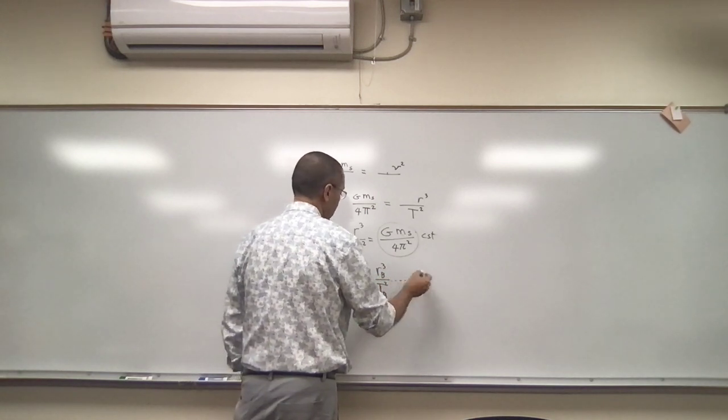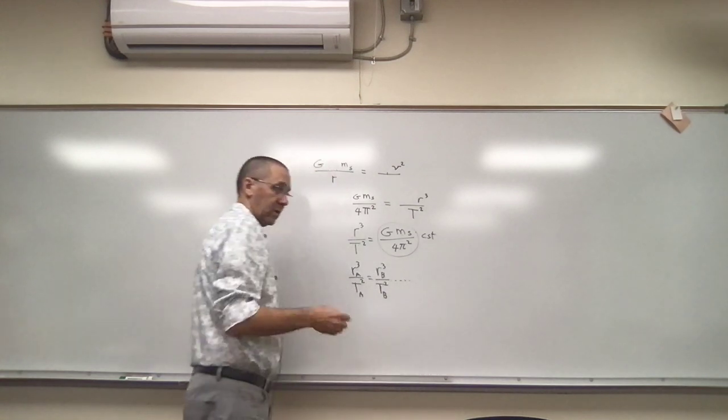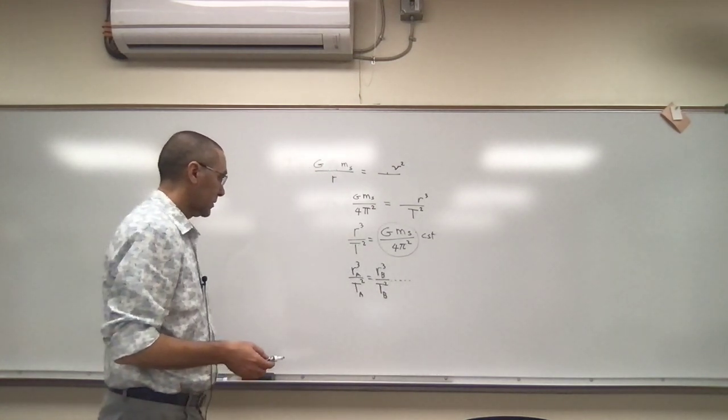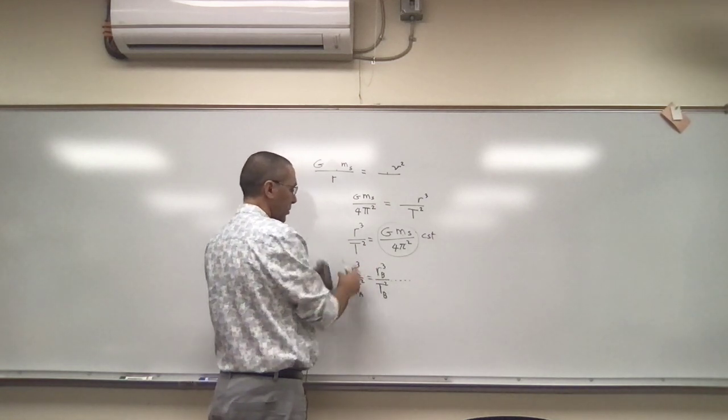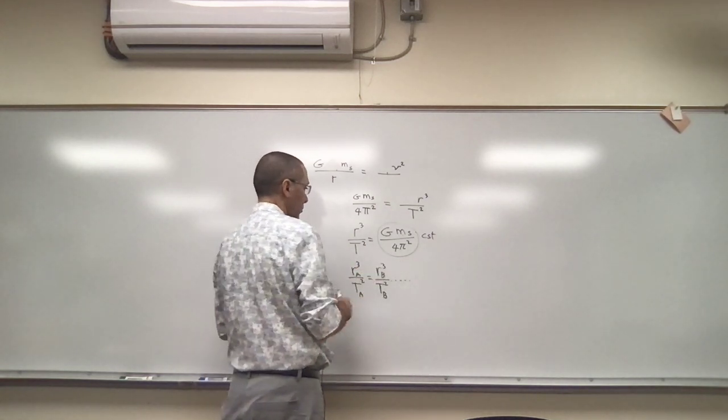And this can go on forever, depending on how many planets you have going around the sun. So that's Kepler's third law. That's the proof of it. And I can manipulate this to look like what we have in the formula sheet.